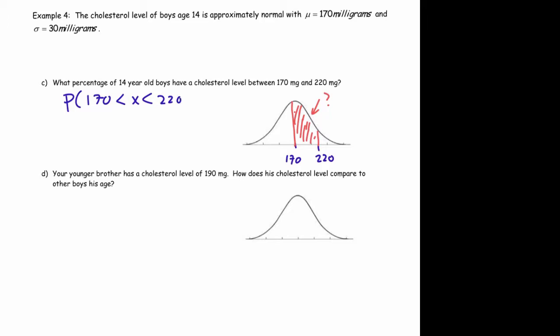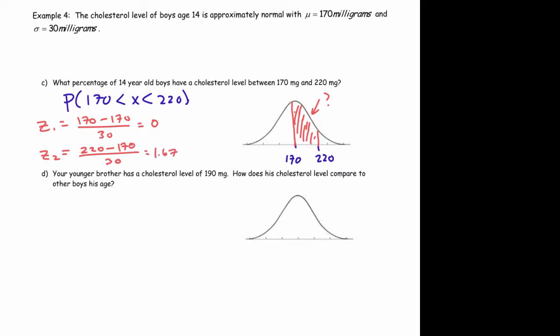Between those two values. Now, we need to turn those values into z-scores. Again, I'm using x from the previous slide. It means the same thing. So the z-score, let's put z1 for this 170. It's 170 minus the mean, which is 170, divided by the standard deviation, which is 30, and that's 0. Which should make sense, because if your score is the mean, your z-score is 0. You're zero standard deviations from the mean. And the second z-score would be 220 minus 170 divided by 30, which I think we found before was 1.67.